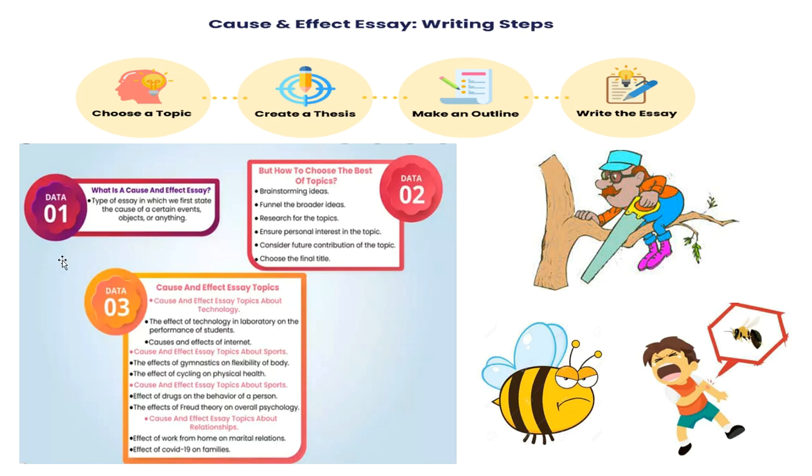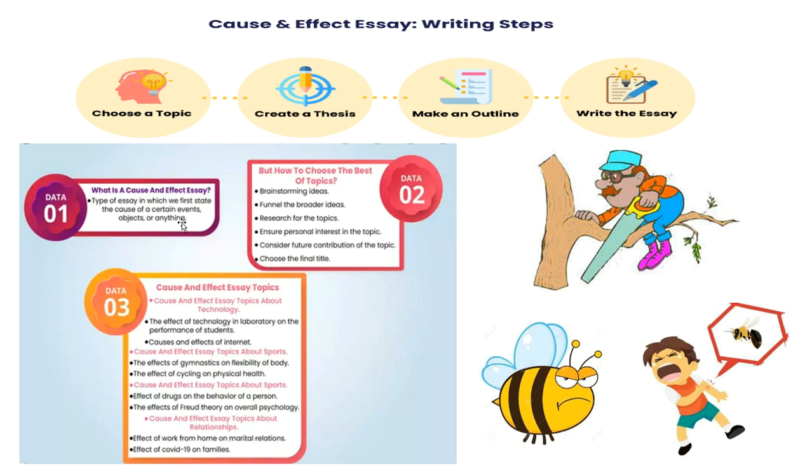First one, you must collect the information in an effective way. That means type an essay in which we first state the cause of certain events, objects, and anything. You must identify the problem based on your situation. That means cause, generally called a cause. The cause means you have identified the problem, to create a metadata-like sample draft.